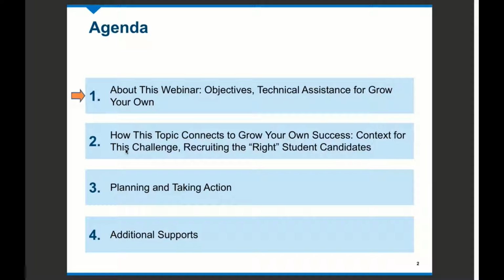Here's the agenda for this webinar. You can see what we're going to be discussing in terms of how this webinar fits into a broader set of resources from the Texas Comprehensive Center. We've been supporting Grow Your Own with Texas through the Comp Center for multiple years and cycles of the Grow Your Own grant at TEA. And today we're going to discuss a variety of topics related to getting the right students and the right fit to support your Grow Your Own goals.